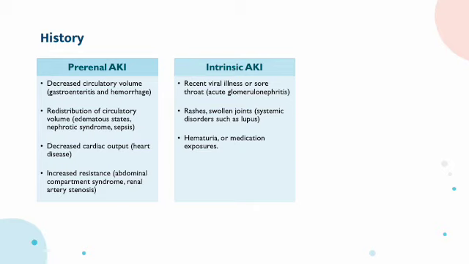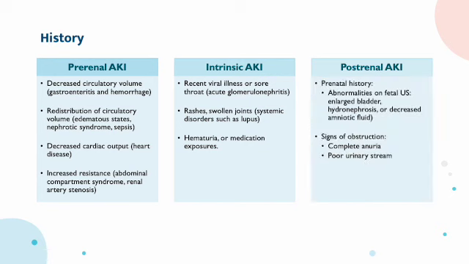In a newborn with suspected obstruction, a good prenatal history is important. For example, abnormalities in fetal ultrasound including enlarged bladder, hydronephrosis, or decreased amniotic fluid may suggest posterior urethral valve in a male infant. In older children, it's important to look for signs of obstruction including complete anuria and poor urinary stream.